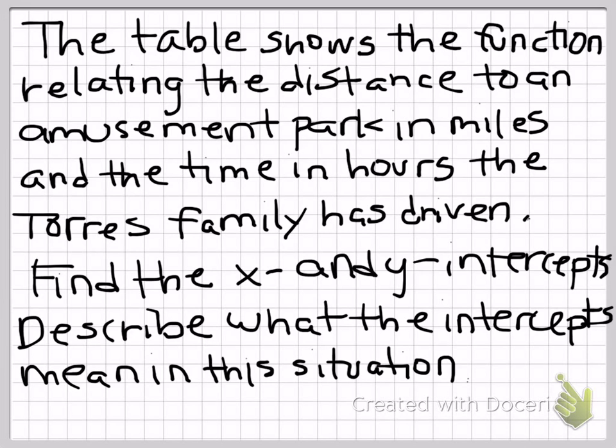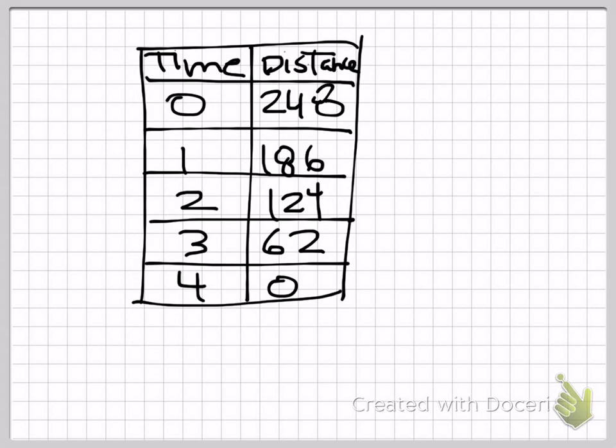We're going to next look at a table that shows a function relating the distance to an amusement park in miles and the time in hours the Torres family has driven. We're supposed to find the x and y intercepts, and then we're supposed to describe what the intercepts mean in the situation. So if we look at the table, when you are talking about intercepts, always, if it's the x-intercept, the y coordinate of the point, if we think of ordered pairs, is going to be 0.